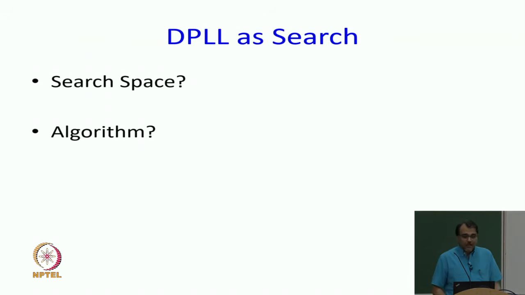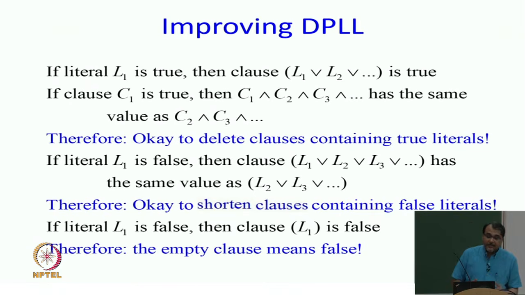But of course, this does not work because it's too simple and takes a long time. So people started improving DPLL, and of course, there are some very obvious things that you can do to improve DPLL. You must have seen it already. If a clause has already been assigned a true value, you can remove the clause. If a variable has been assigned a value which is negated in the clause, you can remove that variable from the clause, right? So let us shorten the clauses and remove the clauses whenever appropriate, and an empty clause means false, of course.